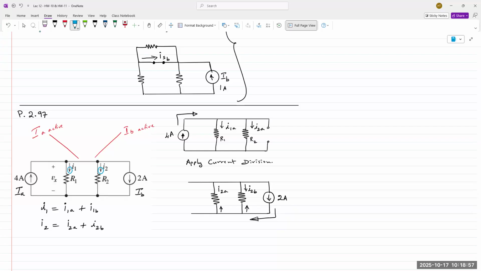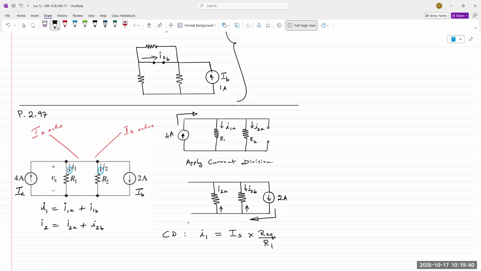Yes. So current division is applied. You simply take, if it's I1 for any circuit, the total source current times the REQ divided by R1. For I2, it would be REQ divided by R2. And REQ is only the resistors that are in parallel for that current, not the entire circuit.